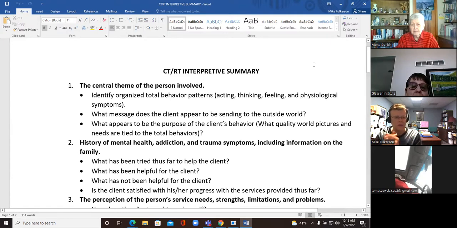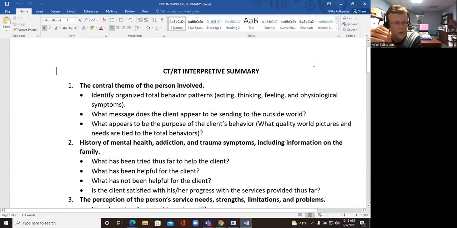Okay. One of the first parts of an interpretive summary is the central theme of the person involved. I've listed some bullet points here that clinicians can use to help identify what would be in this category of the case conceptualization or interpretive summary. First, identifying organized total behaviors. This would include acting, thinking, feeling, and physiological symptoms.